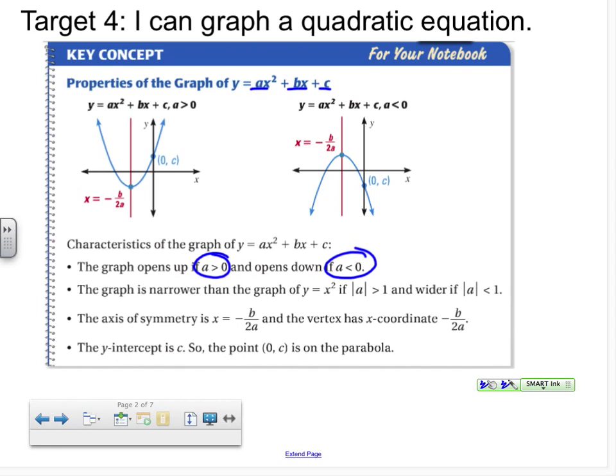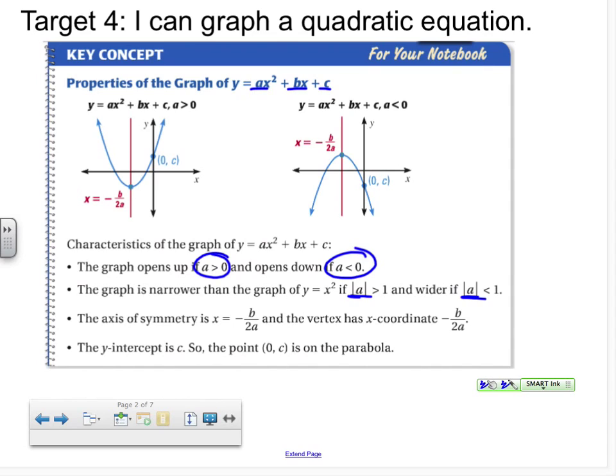Another thing we can tell by looking at it, based on how large a is or how close to 0 a is, is how wide or how narrow it is. The further from 0 a is, the steeper it is. It's going to move very quickly. The closer to 0 it is, it's going to be very wide.